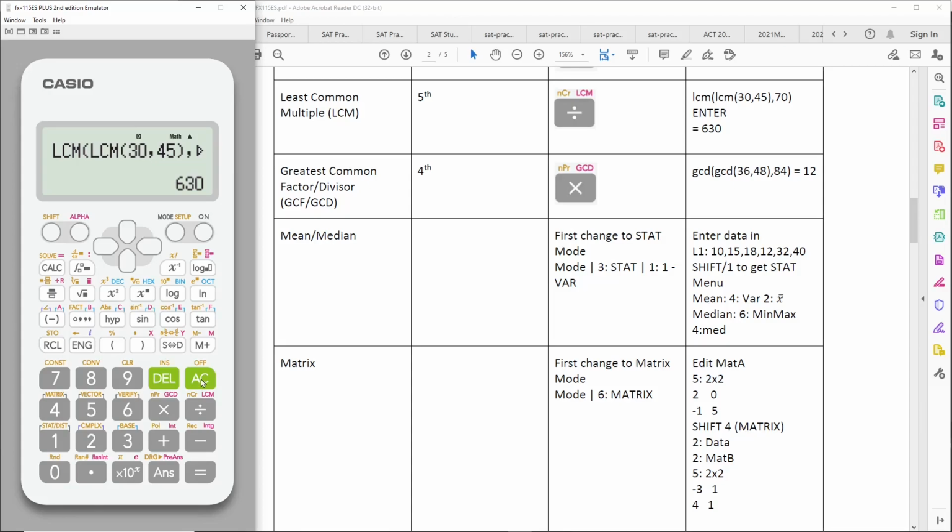I can also do greatest common factor or greatest common divisor. That's right next to the least common multiple, GCD.